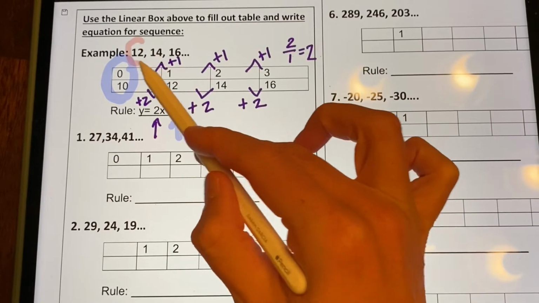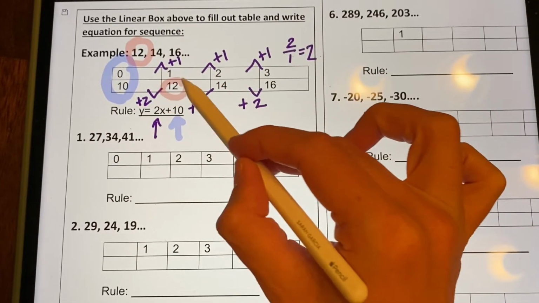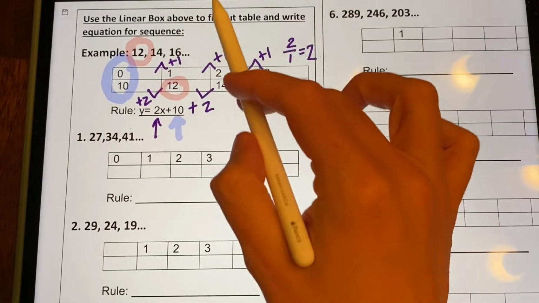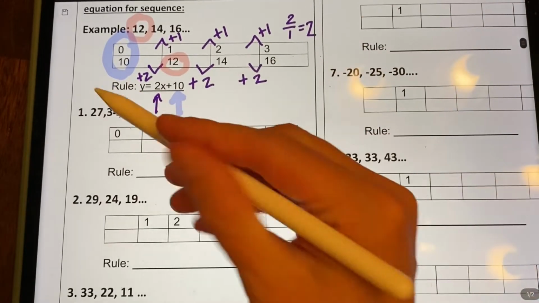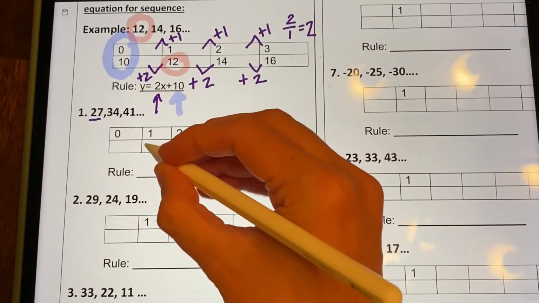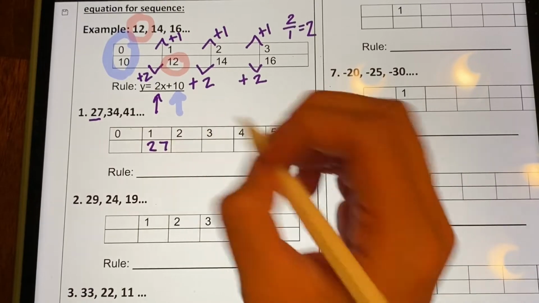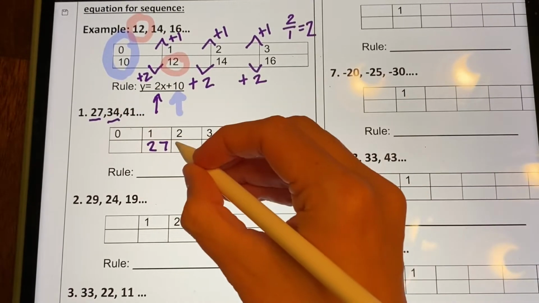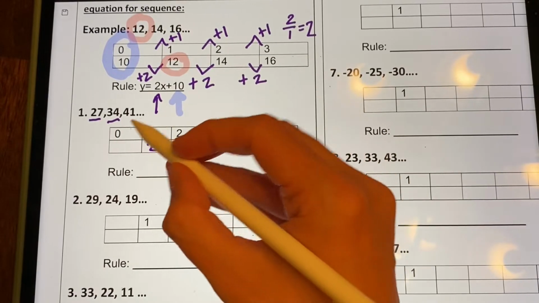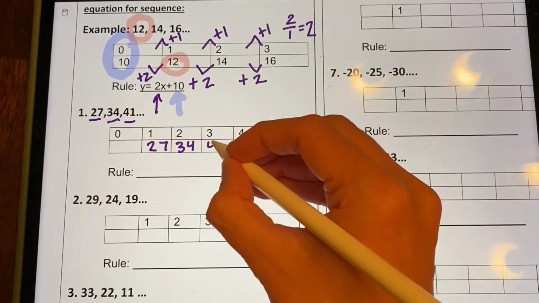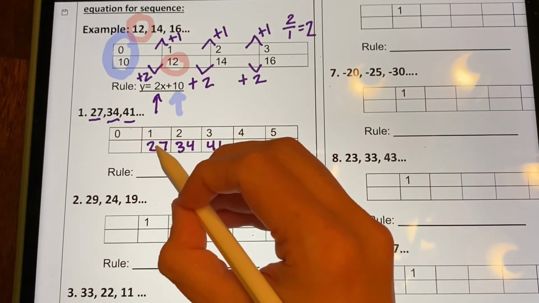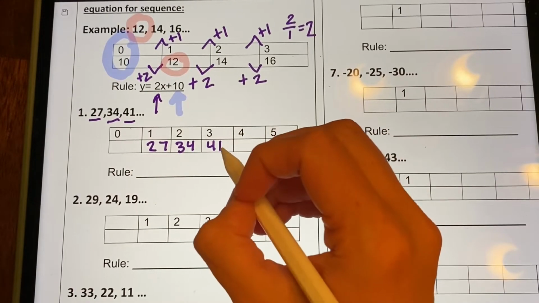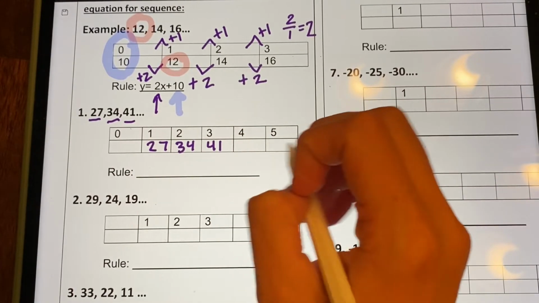Then you always put your first term, like in this one right here. Our first term was 12. You always put your first term underneath 1. So when you do the next one, your first term is 27. So 27 goes here. Okay? The second term goes here, 34. The third term always goes here. Okay? You gotta work backwards to get to 0, and you gotta work forwards to get 4 and 5.